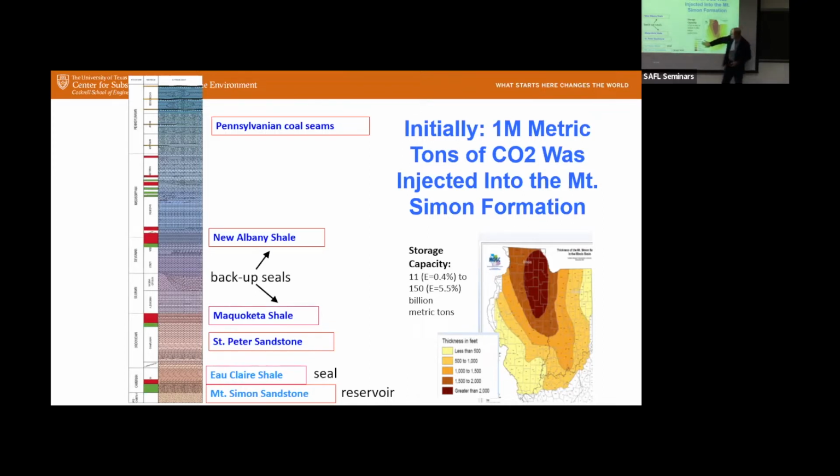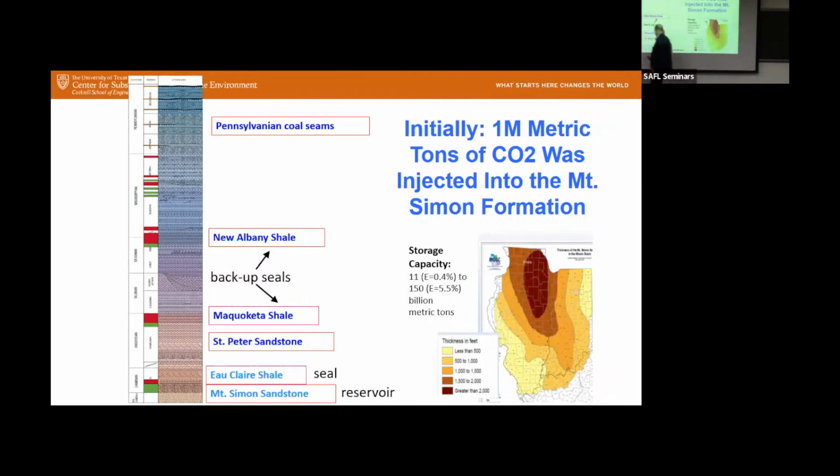Eventually, if I go over into Missouri, there are outcrops of the Mount Simon formation. It's at an incline, and if you drive over to Missouri, you can find the outcrops and look at the stratigraphic layering of this formation. But in Illinois, we're looking at something that's about 7,000 feet deep, okay?